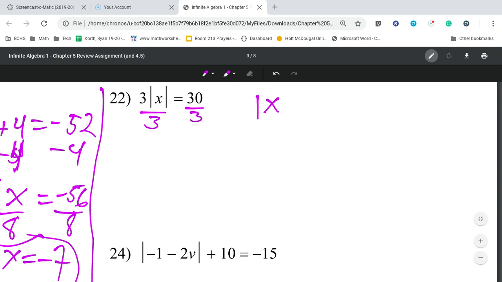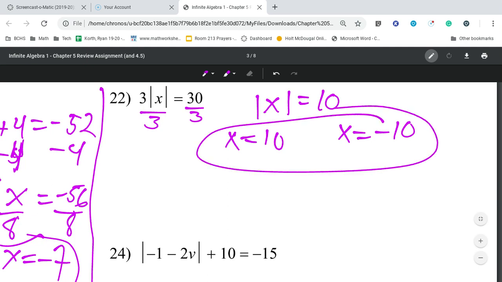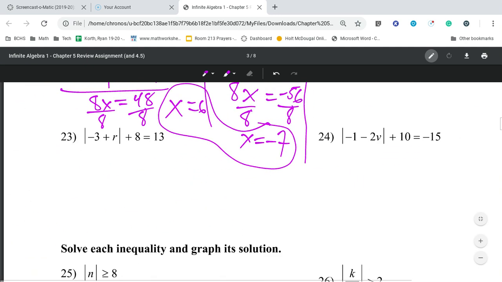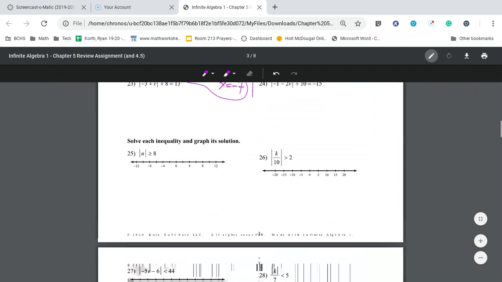Absolute value of x is equal to 10. Is it possible? Certainly. Set up 2 equations. X equals 10. X equals negative 10. Solve. Check. We are done. We are ready to go. Next problem. How many we got left? 4 more on this page.